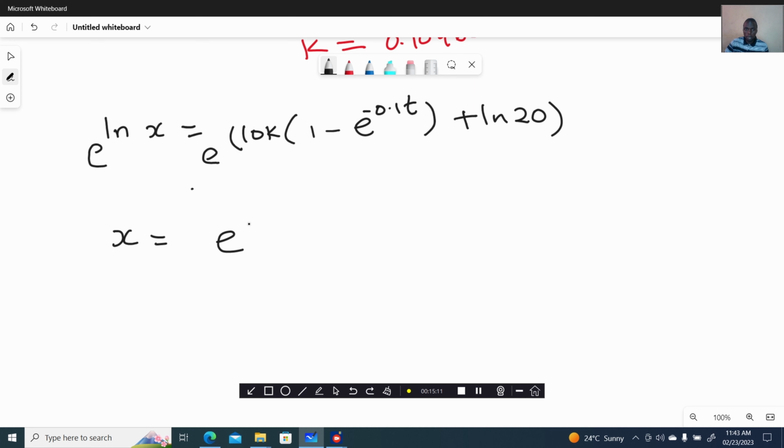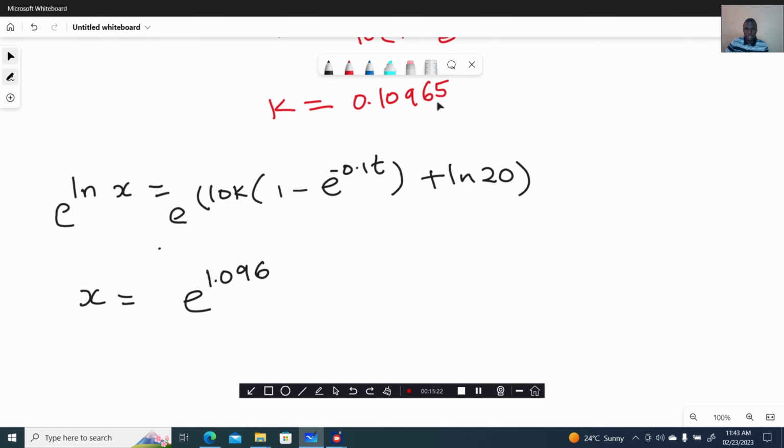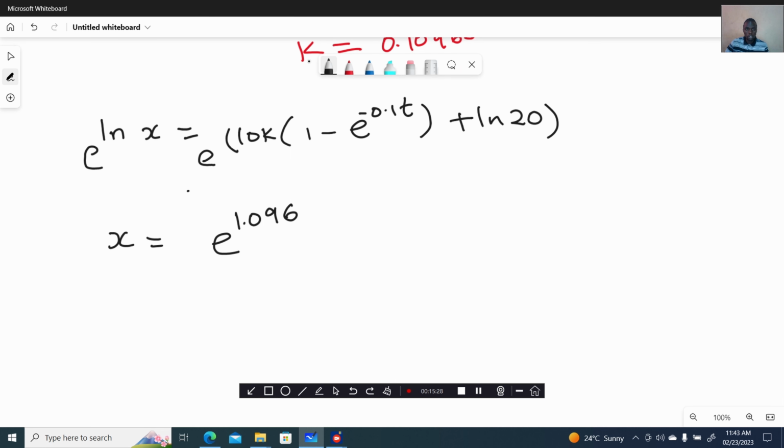So we have x as e to the power of 10k, of which we have the value of k. So 10k will be 1.0965 based on our value here. So we're going to have e to the power of 1.0965 into brackets 1 minus 1 over e to the power of 0.1t. Then, since we're having a plus, when separating them we multiply by e to the power of ln 20.